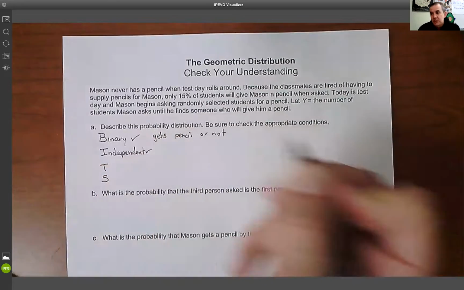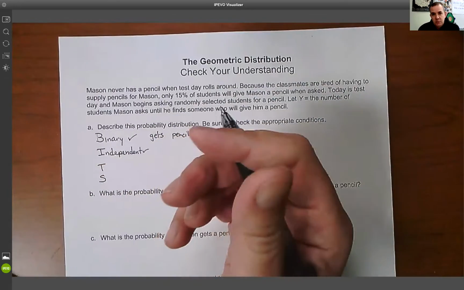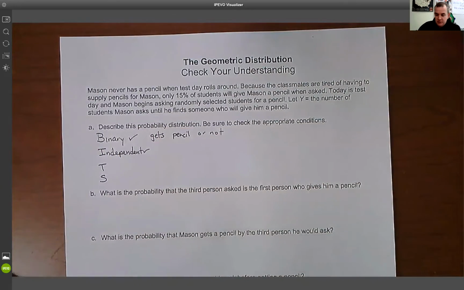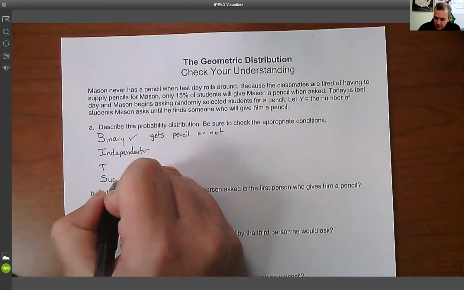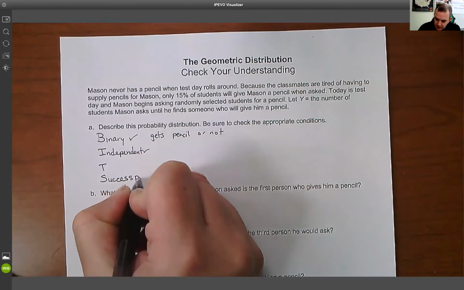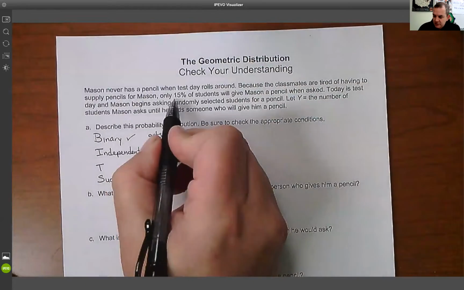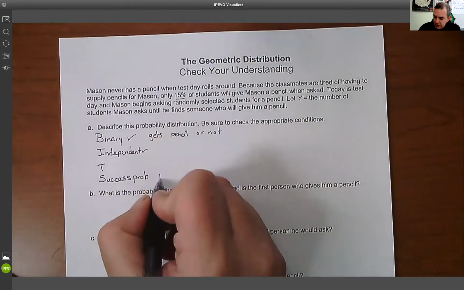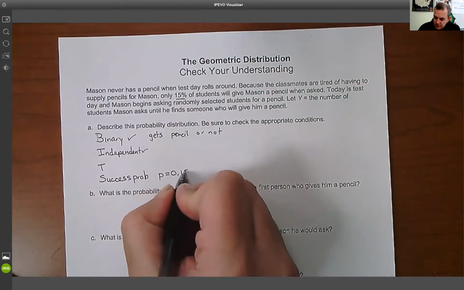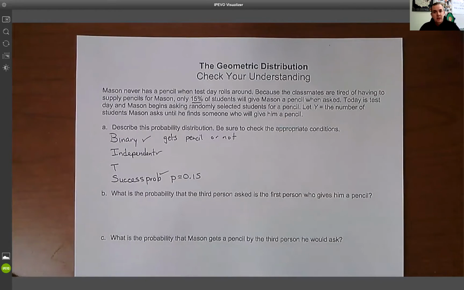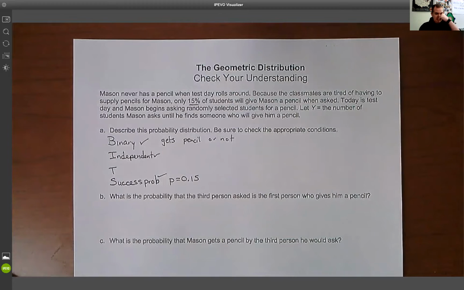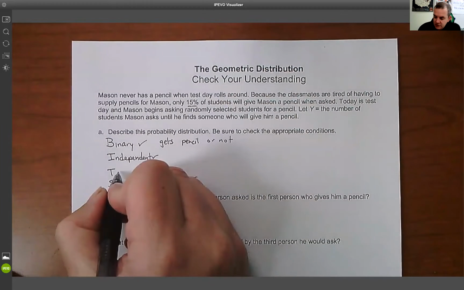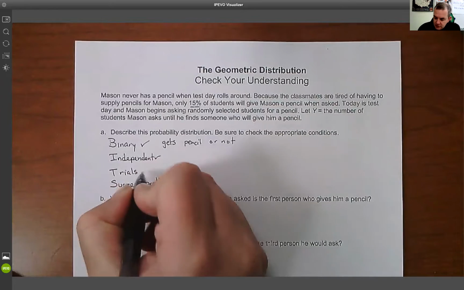Okay, we're going to make the assumption that it's independent because just because one person said no doesn't influence the next person who says no. S, success probability remains the same, like we did in binomial. And in this case, our success probability is 0.15. So it meets the success probability because we're going to make the assumption, I and S kind of go together, that the probability is going to be the same around the classroom. T is trials until first success.